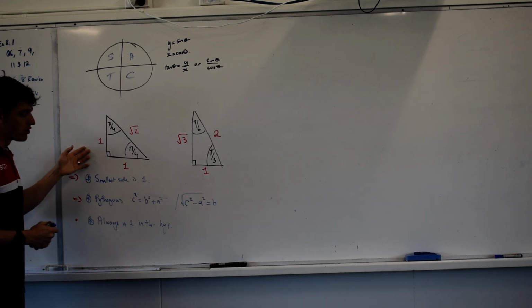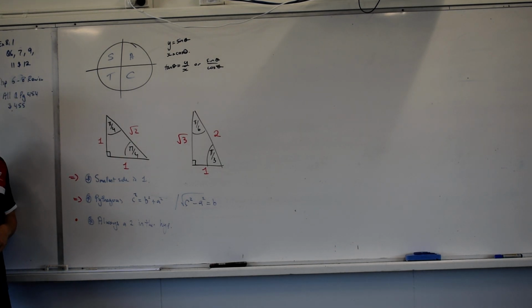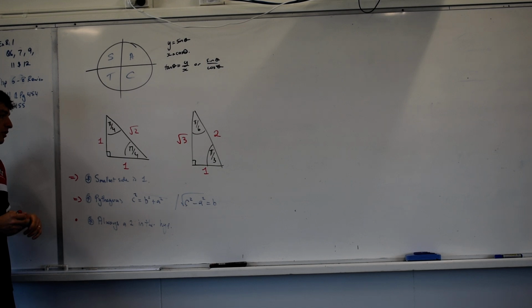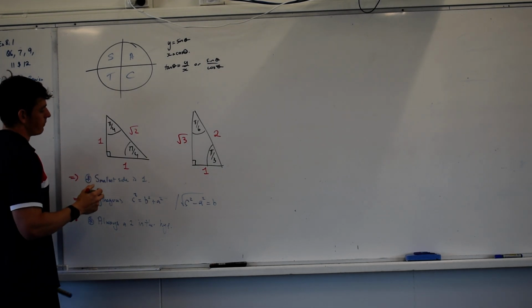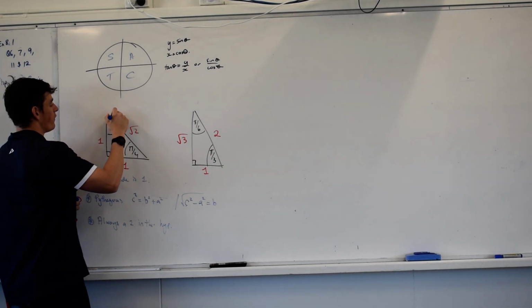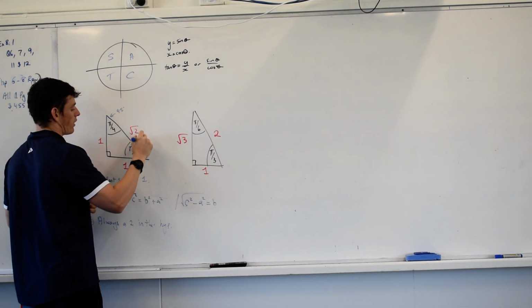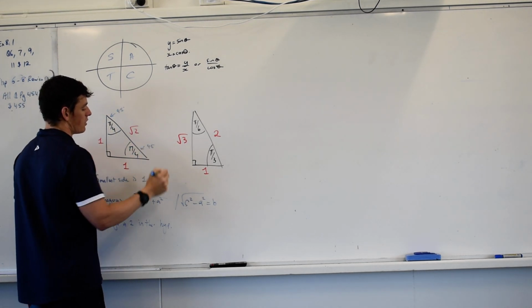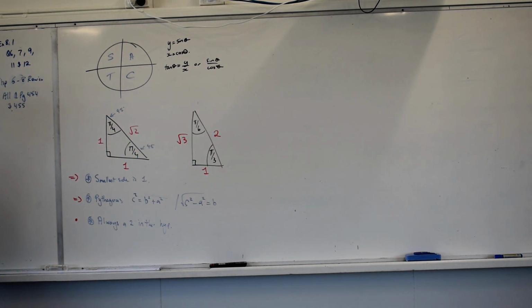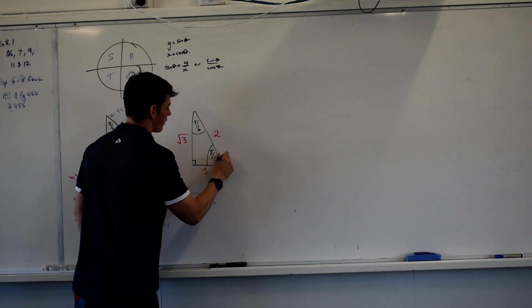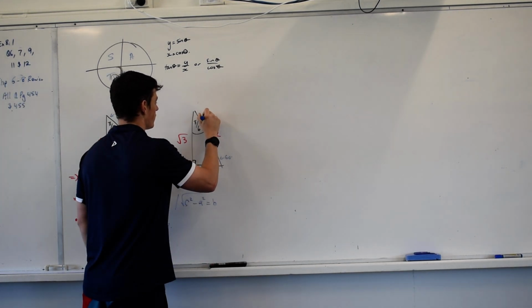Now, I've left those in radians. Now, I could change these angles. If you feel that you absolutely can't do radians right now, I don't want you missing out on this. So they're both 45-degree angles. And this angle here is 60 degrees, and this angle here is 30 degrees.